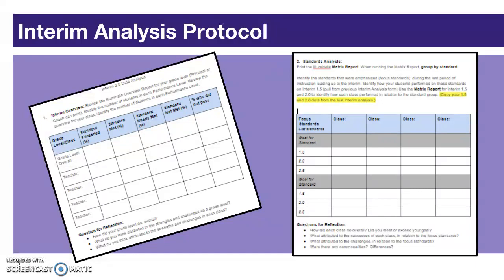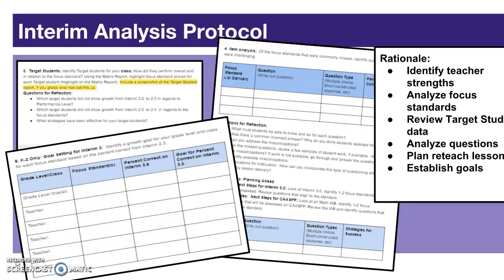Our interim analysis protocol is used for benchmark assessments, our quarterly or every 6 weeks assessment. So it's something that addresses multiple standards. Our teams look at scores for each class and discuss strengths and weaknesses, similar to the CFA protocol. They look at focus standards and identify how each class did in the area of the focus standards where they really emphasized instruction. In the next component, they look at how their target students performed. We ask our teachers to identify target students and really monitor their growth.